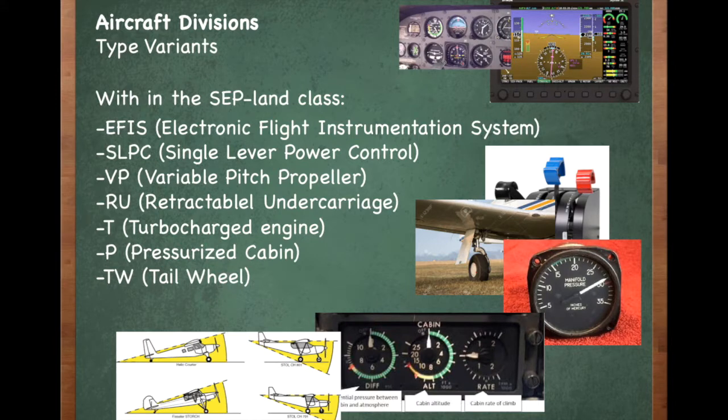If you wish to fly a single-engine piston land model that has a type variant property that you're not qualified on, you're required to complete difference training before acting as a crew member. The reason is similar to that of class divisions, that the models of airplane in the type variant division have specific flight characteristics that are not safe to train without qualified assistance from a flight instructor that holds the privilege to that particular aircraft.